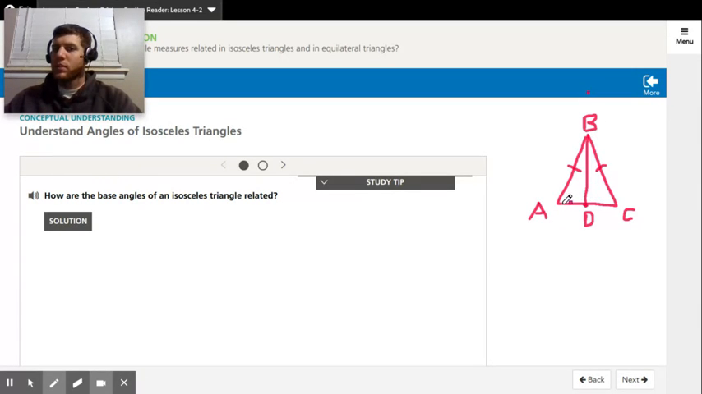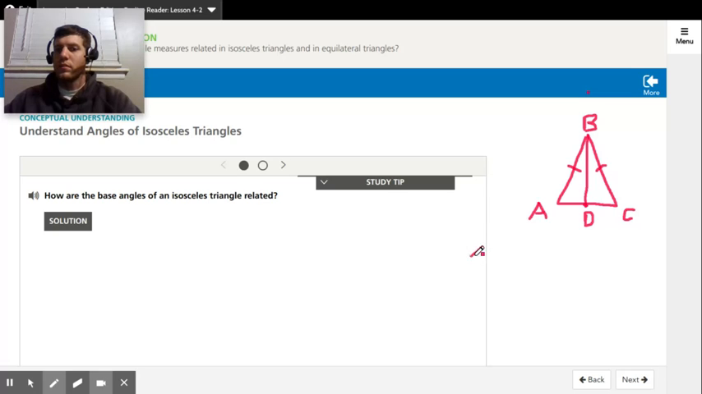We can then do a rigid transformation. We can reflect this triangle on the left over that line BD. So when we reflect this over the line BD, A is going to match up with C, B is going to stay with B, and D is going to stay on D. So those two triangles would be the exact same size and shape. So those two triangles would be congruent.